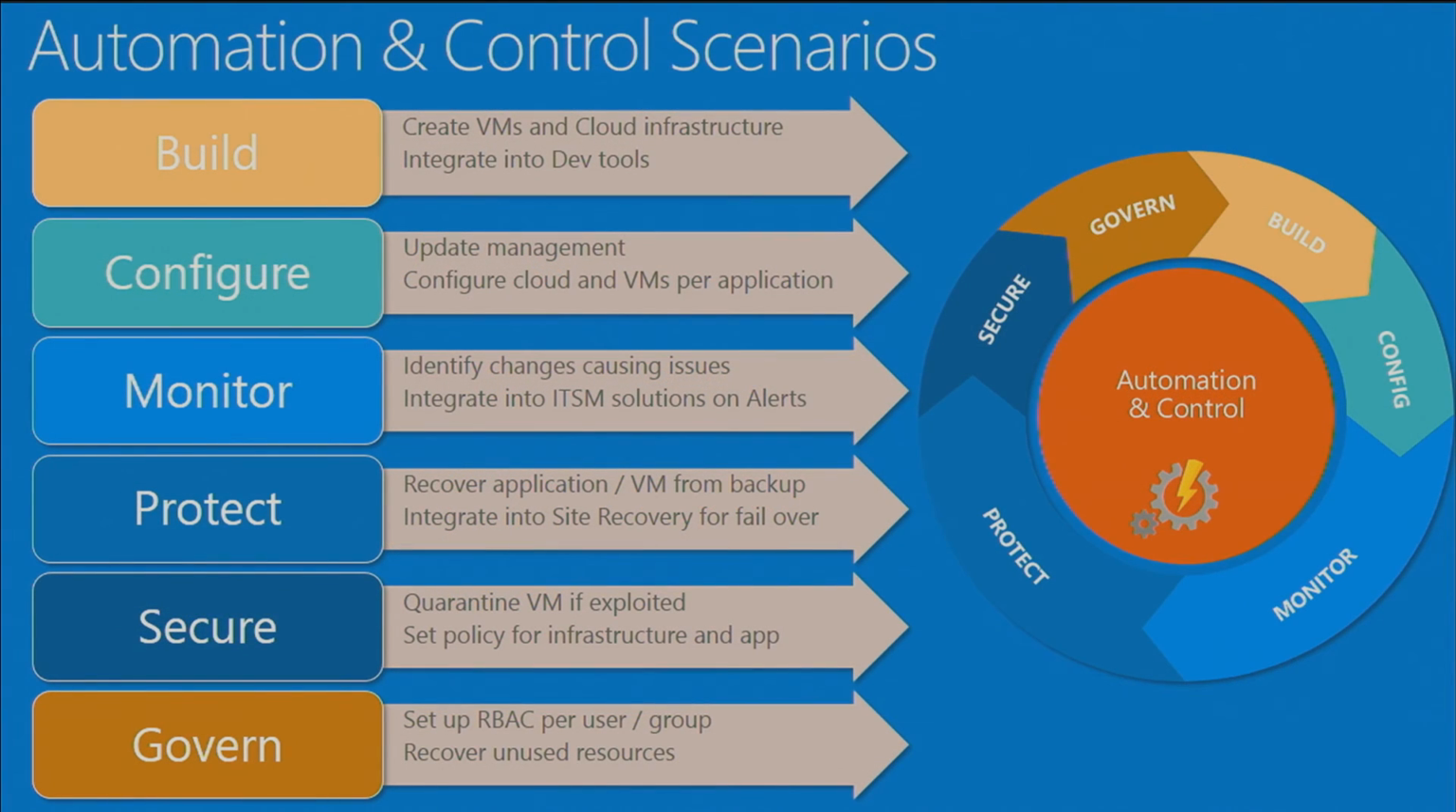So as far as looking across your life cycle, that includes things like building, configuration, monitoring your assets, protecting them, securing them, and governing them. And automation and control can be part of all of that. Everything you need to do, the life cycle of all of the resources you have, you can fit automation into that, and it'll help you manage them more quickly, more cheaply, and more securely.